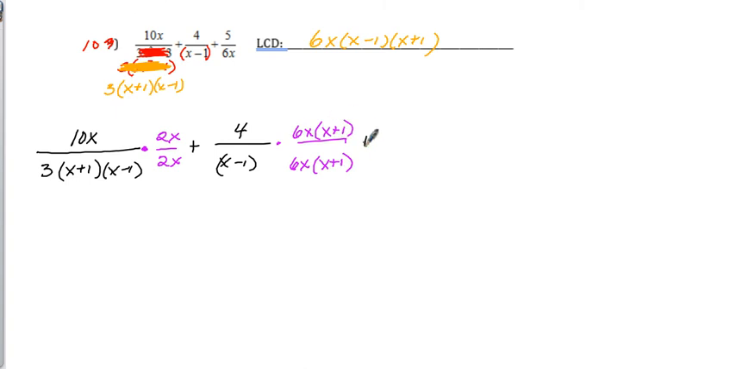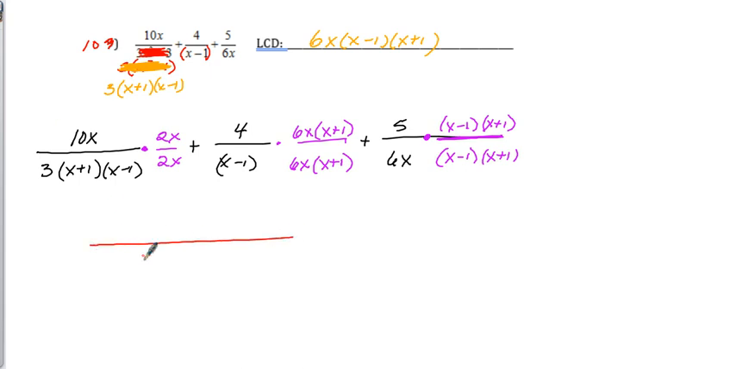The next fraction is also missing a whole heck of a lot. So let's bring in what he's missing. He is missing an x minus 1 and x plus 1. But this 6x is already present. So all he needs is x minus 1 and x plus 1. That's all. So now, let's bring all this stuff together over our common denominator.